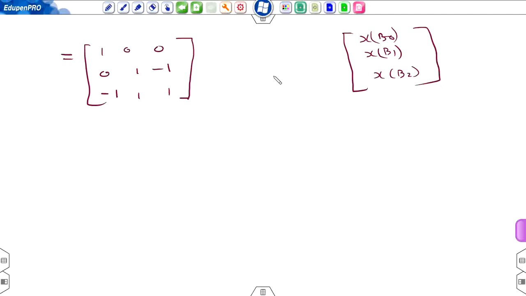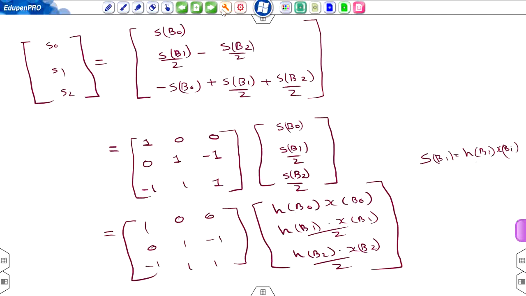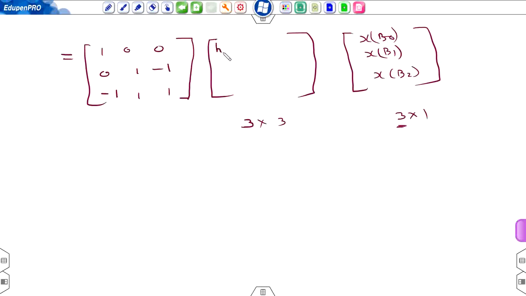For the elements of h, this is a 3 cross 1 matrix, and the number of rows is 3. This is mandatory. The number of columns will be decided by the number of rows of this matrix, so it is 3 cross 3. Okay, so 3 rows, 3 columns. Now I will decide the terms accordingly. This is h of beta 0, x of beta 0. So the first value is h of beta 0 multiplied by x of beta 0. Remaining values are not needed, so 0 and 0.